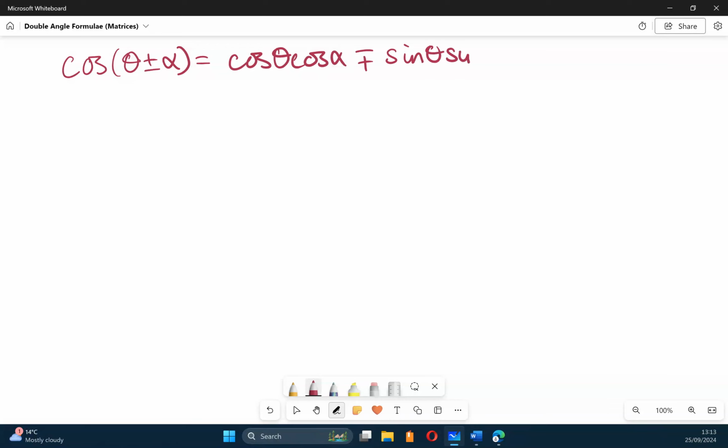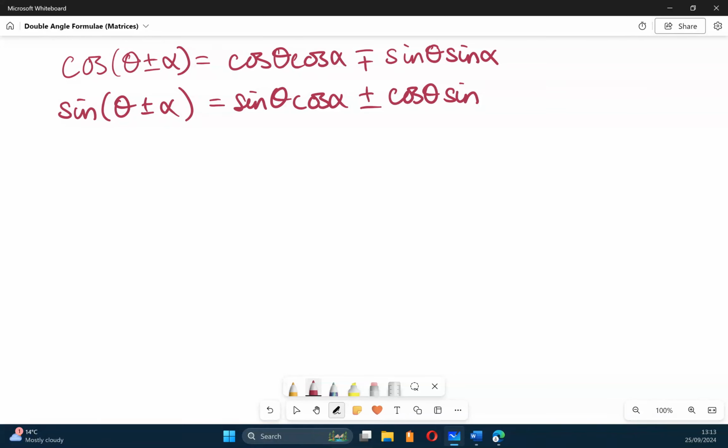So what we covered in the last part was that we could write cosine of theta plus or minus alpha as cosine theta cosine alpha, and then minus plus, corresponding to whether it's a plus or minus sign, sine theta sine alpha. And then we also had sine of theta plus or minus alpha equals sine theta cosine alpha, but this has a plus or minus as well, cosine theta sine alpha.